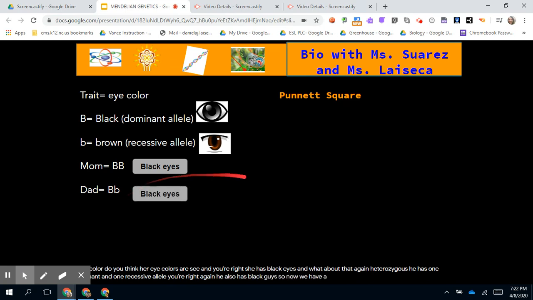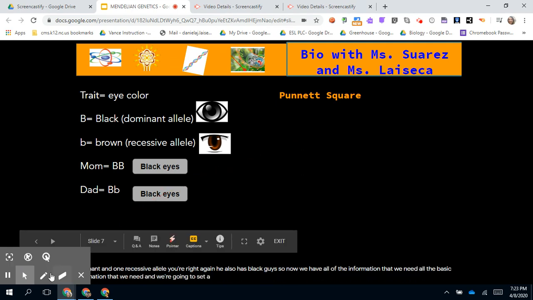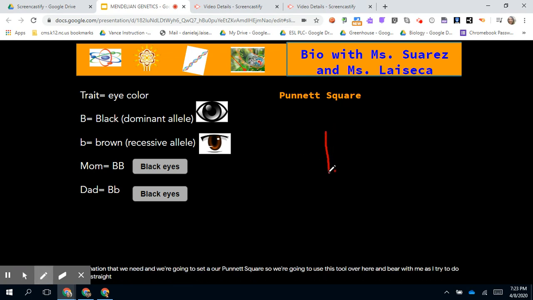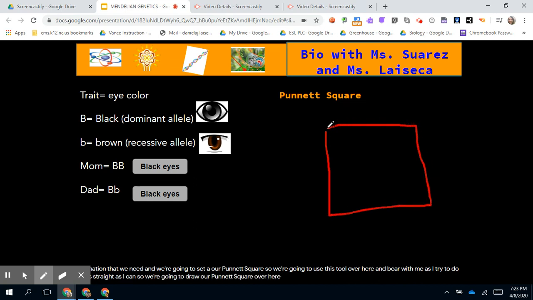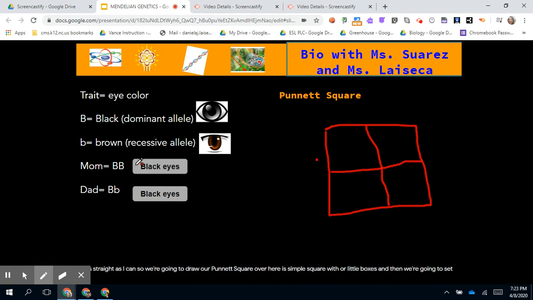So now we have all the basic information that we need, and we're going to set up our Punnett square. So we're going to use this tool over here, and bear with me as I try to do this as straight as I can. So we're going to draw our Punnett square over here. It's a simple square with four little boxes. And then we're going to set up our parents, okay? Mom and dad. It doesn't matter where you set either one of the parents. So we're going to set mom here on the left side.